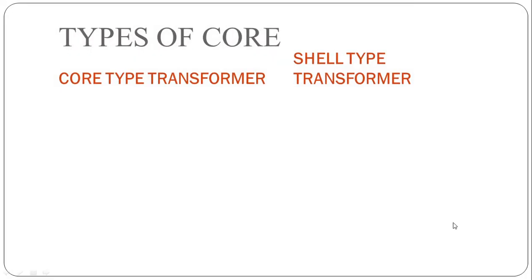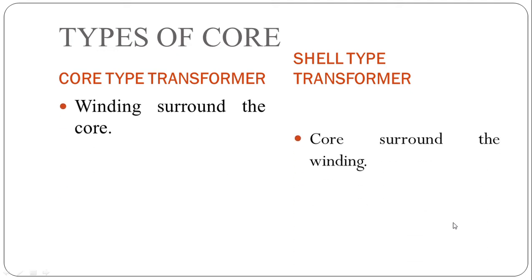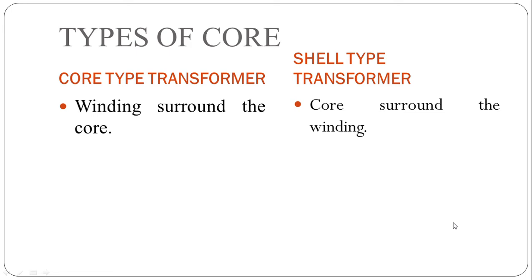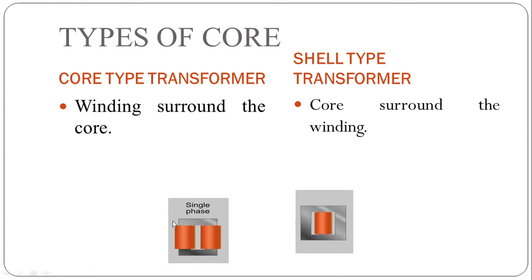Now I will tell you the basic difference between core type transformer and shell type transformer. In case of core type transformer, winding surrounds the core, while in case of shell type transformer, core surrounds the winding. It is evident from the figure of core and shell type transformer. You can see here that in core type transformer, this winding surrounds the core, while in case of shell type transformer, this core surrounds the winding.